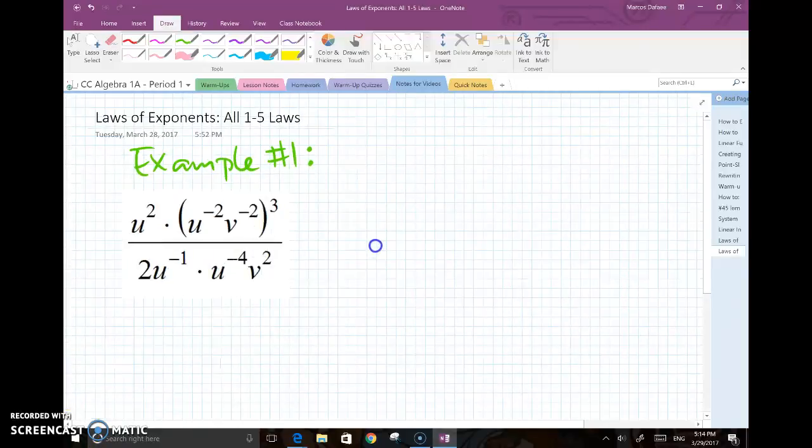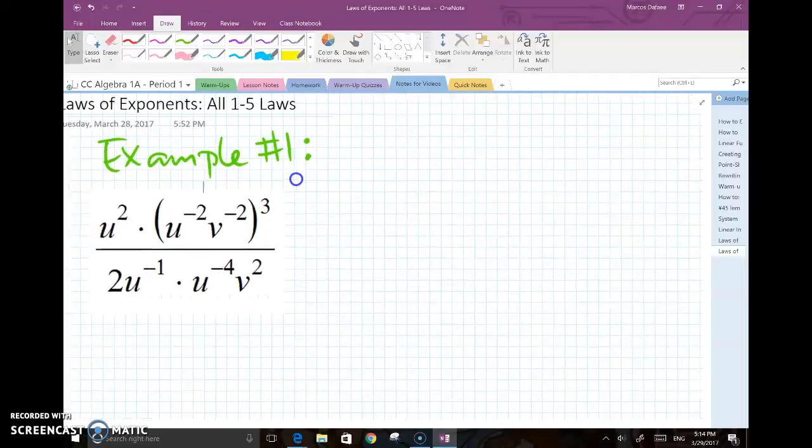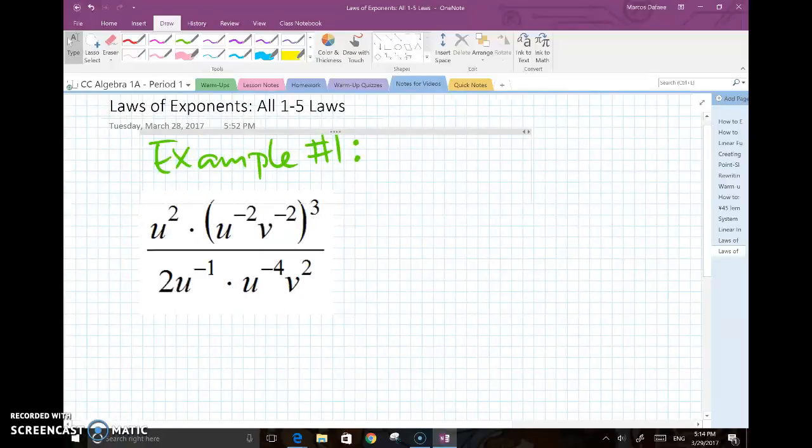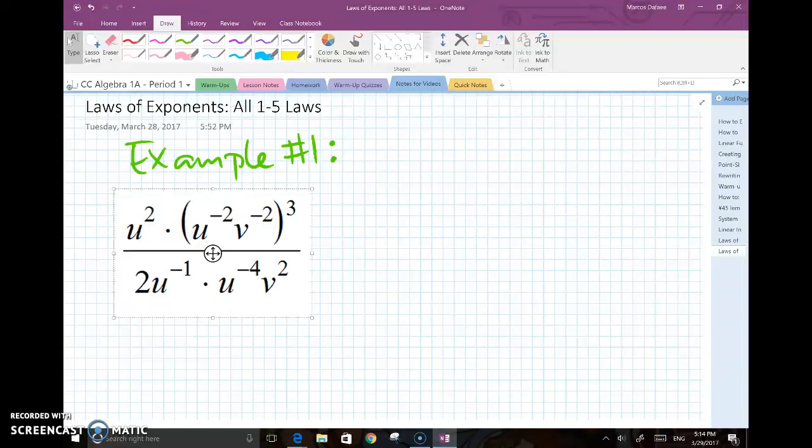In this video, I will be showing you two examples using the law of exponents, all the laws 1 through 5. In example 1, we have a bit of a hefty question here. It seems like there's a lot going on, and to be honest, there kind of is. But before you jump right in, it's good to know where everything is located.